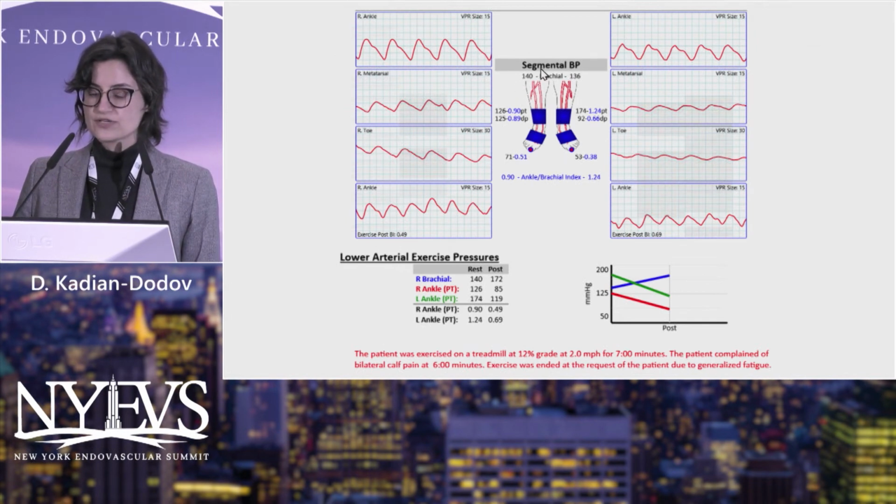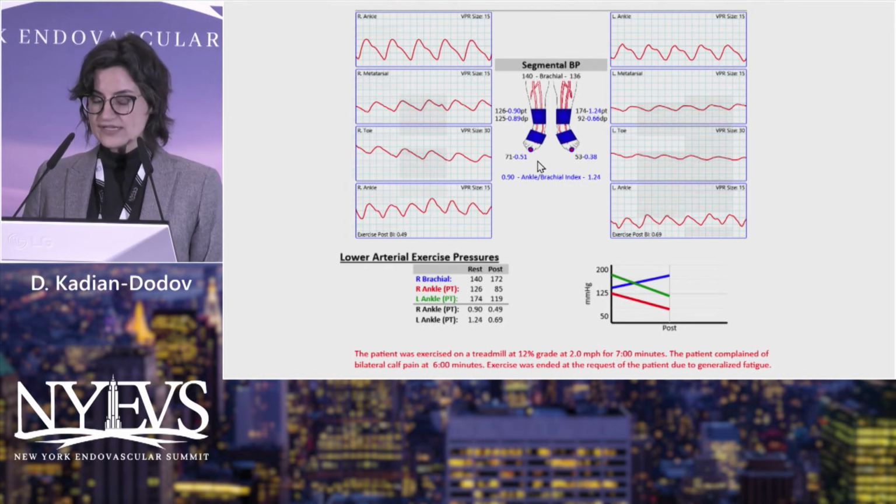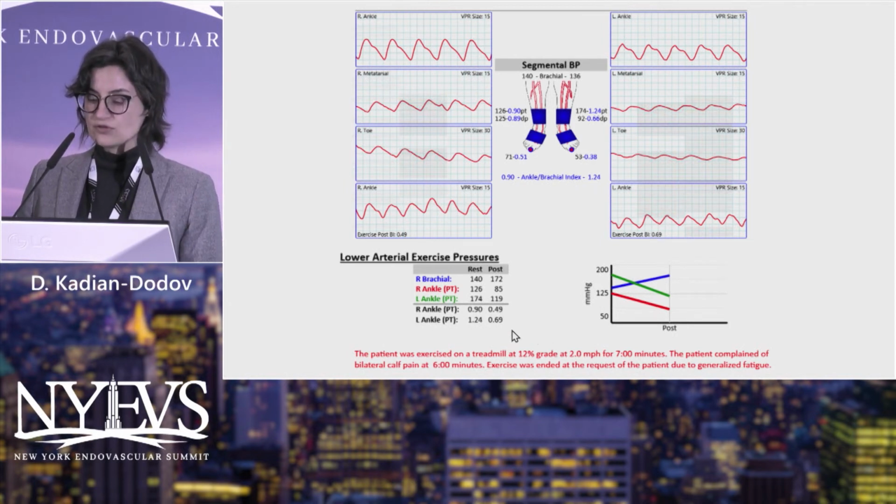So higher brachial pressures on the right at 140. ABIs bilaterally are actually within normal limits, so 0.9 on the right, 1.24 on the left, and reduced toe brachial indices, 0.51 and 0.38. The patient was exercised, and it went 7 minutes, and we reproduced that bilateral calf pain and had to stop because of it.